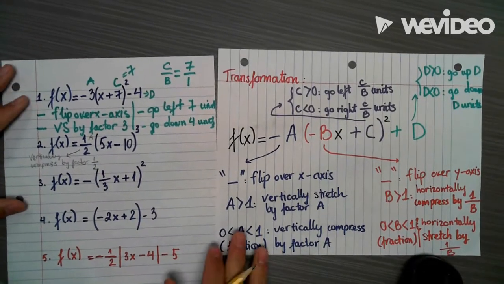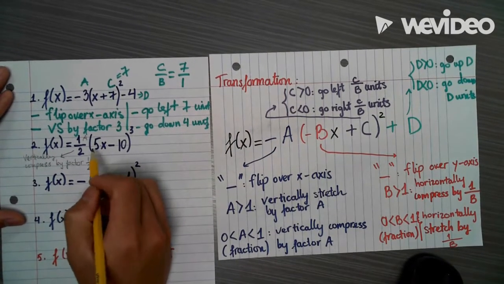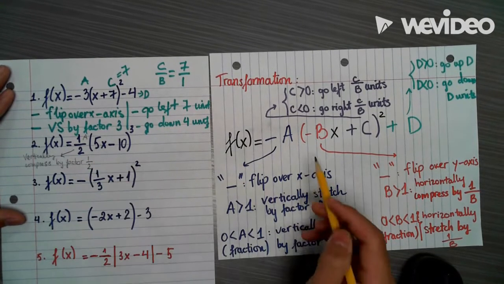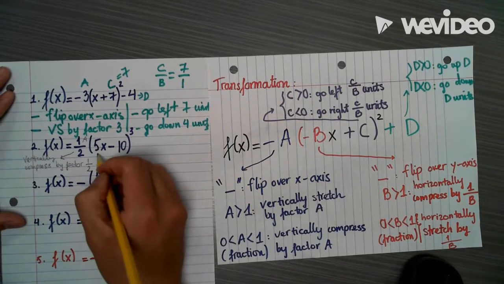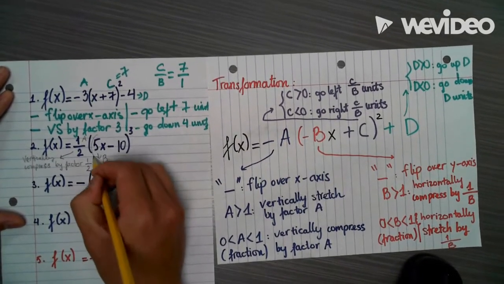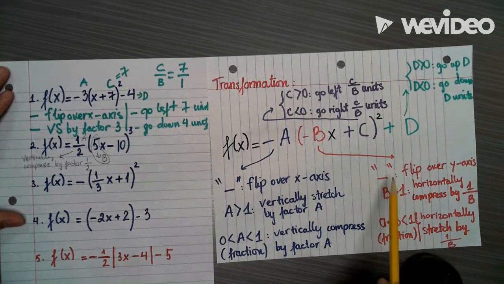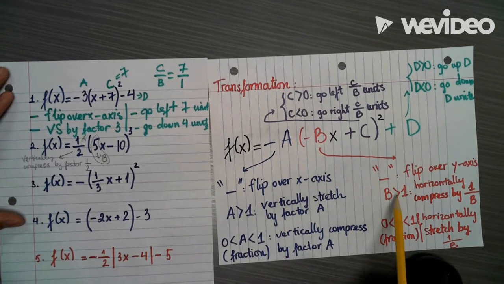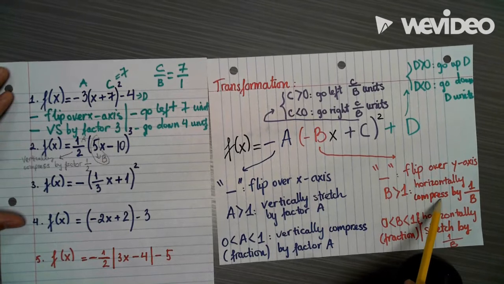Now inside the parentheses, we have 5. This 5 is inside the parentheses, right? So we're gonna take a look at it. Which one? Right, B here. It is inside the parentheses, so this 5 is B. B is here. Then we have 5 is bigger than 1. So we just say horizontally compressed by.